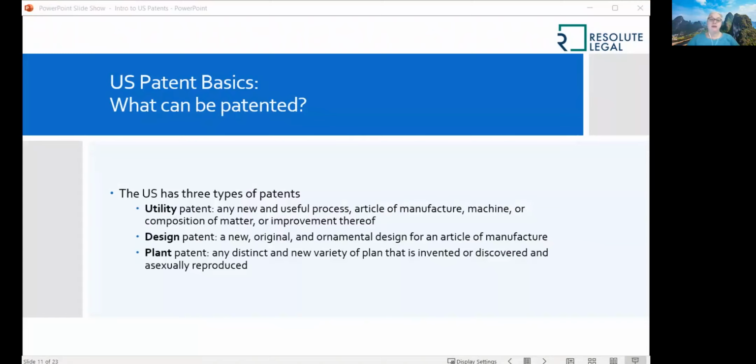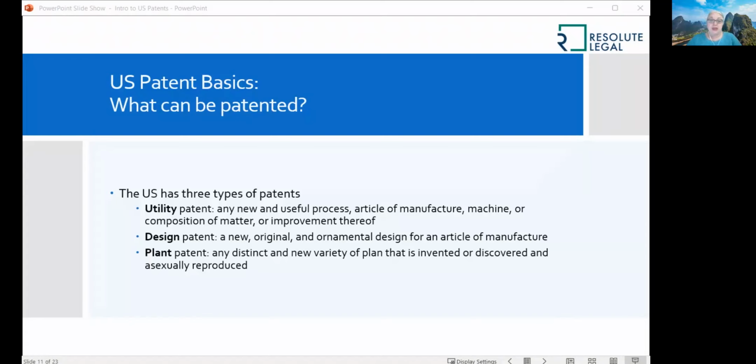The US also has what's called a design patent. And a design patent covers the ornamentation of an article, the shape of the article, the ornamental design for an article of manufacture. You can think about the ergonomics or the shape of your phone, or the ergonomics or the shape of the computer mouse, how it looks, not what it does. What it is, or what it does would be a utility patent, but how it looks, its ornamentation, is a design patent.